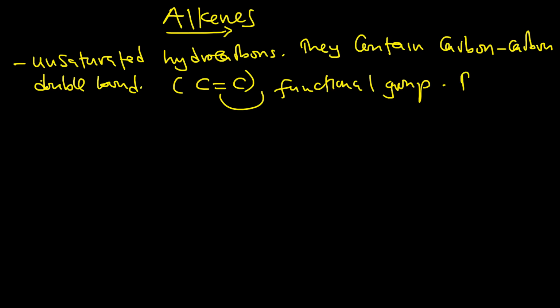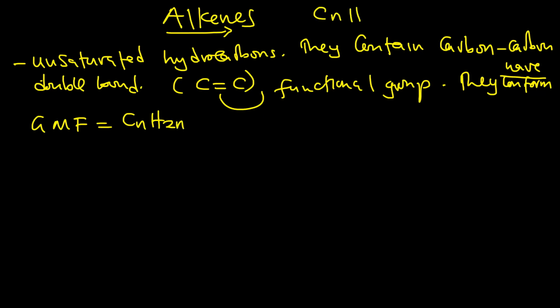Now, about this, we can say they conform to a general molecular formula, in case the word conform tends to be confusing. So they conform to the general molecular formula of CnH2n. As you can see, compared to alkanes, whose formula is CnH2n plus 2, we have 2 hydrogens short in alkenes. So very important to understand that. We have no plus 2 here. That is the difference between alkanes and alkenes. And this makes them have a double bond.